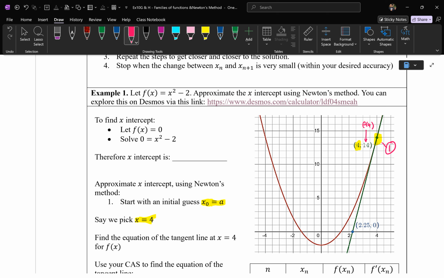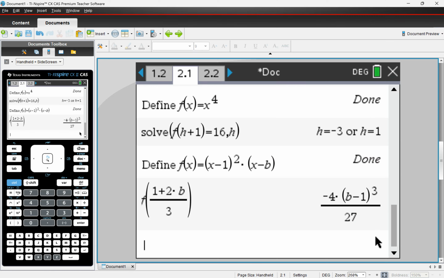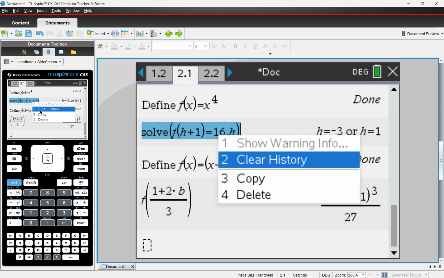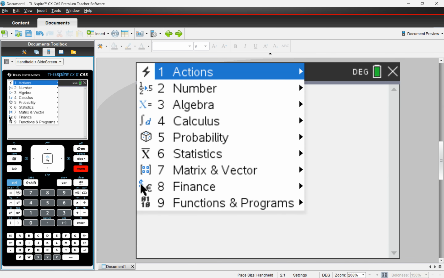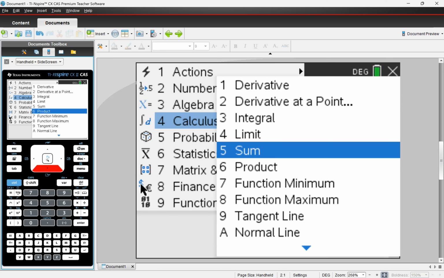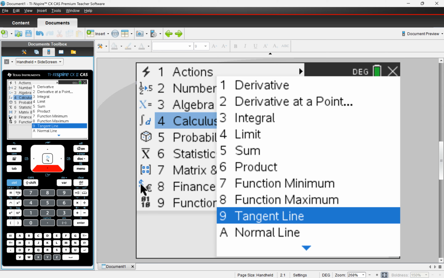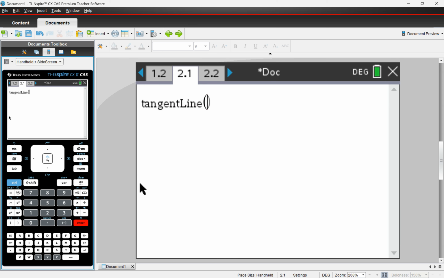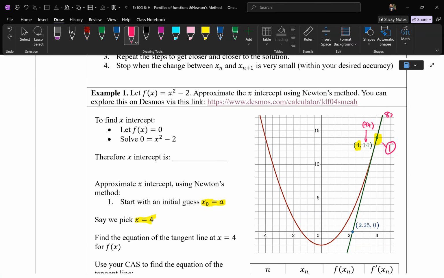On your CAS, here we go. Let's remind ourselves how to find the tangent line again. You go to Menu, Calculus, Tangent line, number 9. I'm doing the tangent line of x squared minus 2 at x equals 4. That's my equation, 8x minus 18. That's my tangent line. Okay? So now I know 8x minus 18 is the equation of the tangent line.